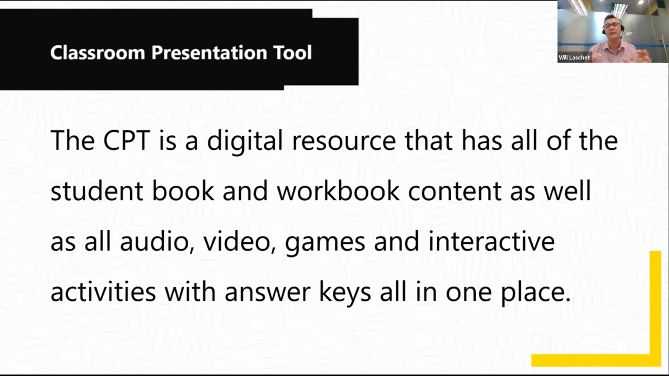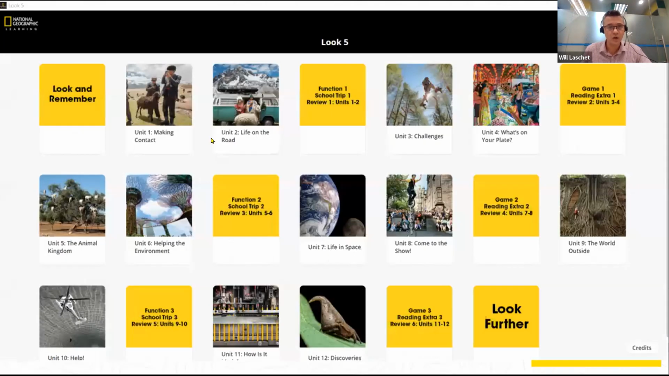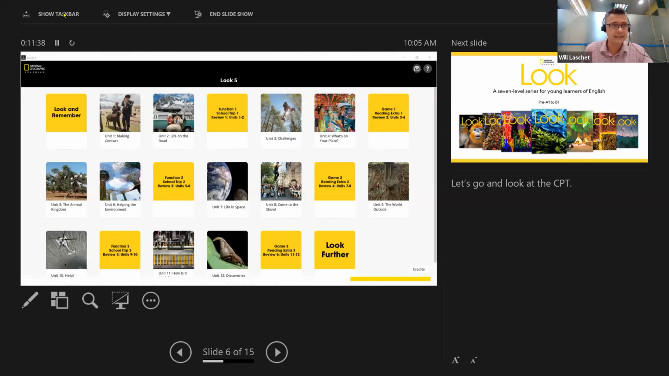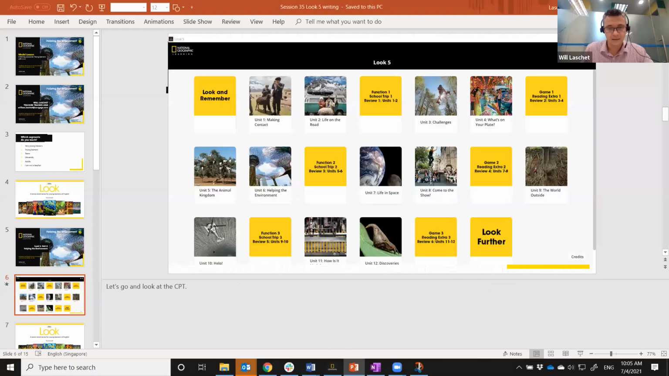So it's a piece of software that you can download onto your computer, or if you're using our learning management system, you can also access this online. So you can have it online, or you can download it onto your computer. So let's go and have a look. This is what it looks like. Let's do a new share, and we're going to go over and have a look at the CPT. Here we go.